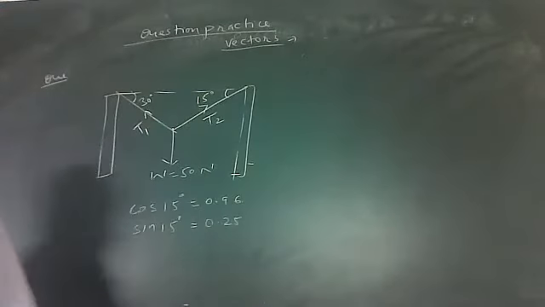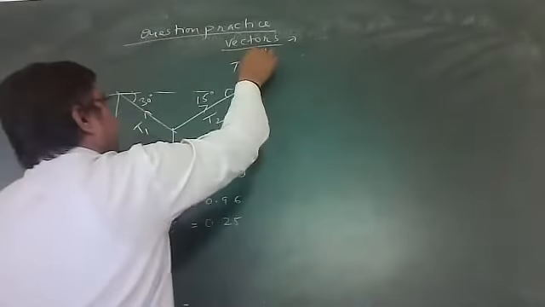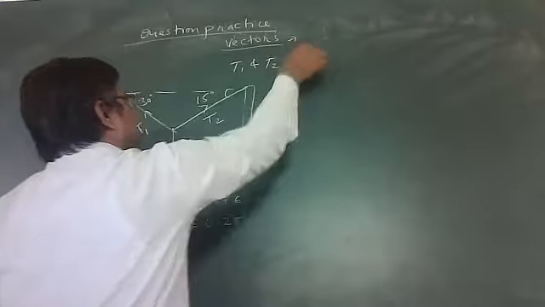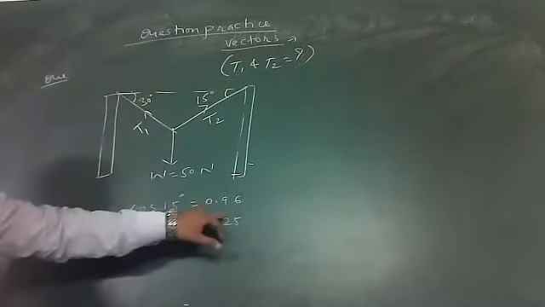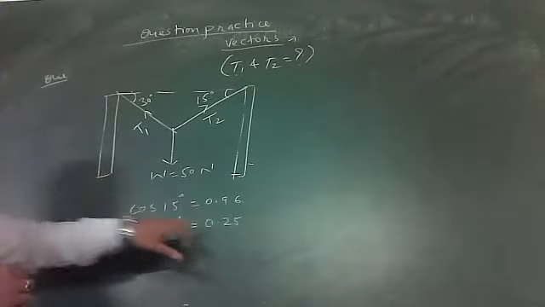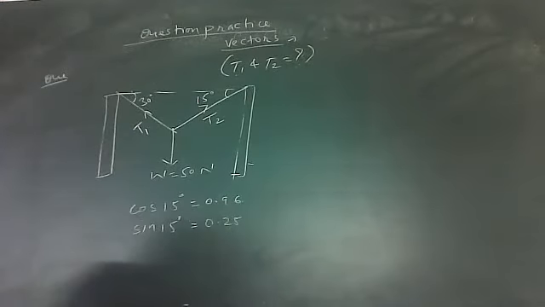This is the sketch for the question. Find the tensions T1 and T2. And in the question, the value of cos 15, that is 0.96, and the value of sin 15, that is 0.25, is given to you.